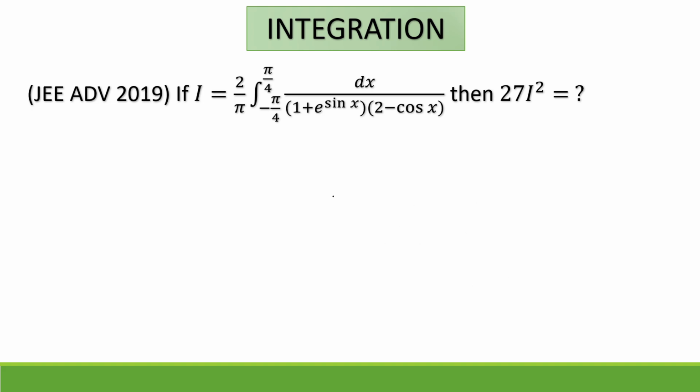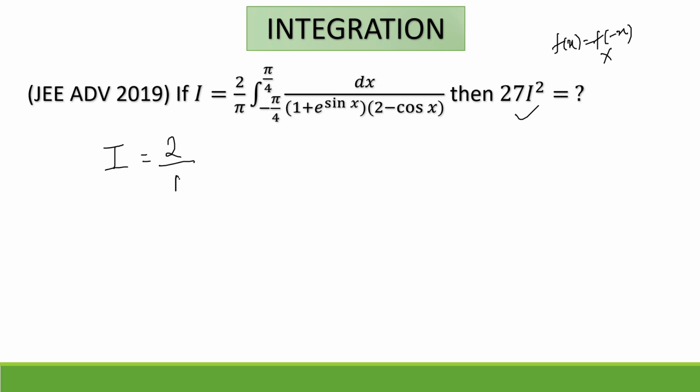So first of all, we have this question: if I = 2/π times the integral from -π/4 to π/4 of this expression, then we have to find the value of 27 I squared. So first of all, notice that whenever you have this -a to +a limit, you want to see if this is an even function or an odd function. Again, with 1 + e^(-sin x), if you see that this is f(x), and you do the f(x) = f(-x) check, it does not satisfy. And it won't satisfy the odd function condition as well. So we have to rule that out.